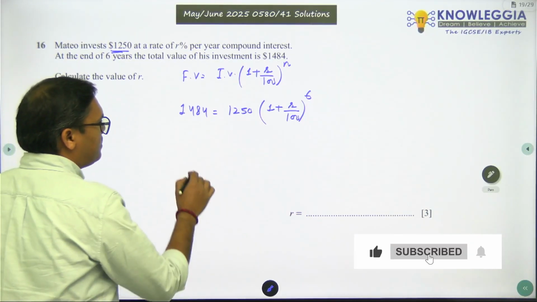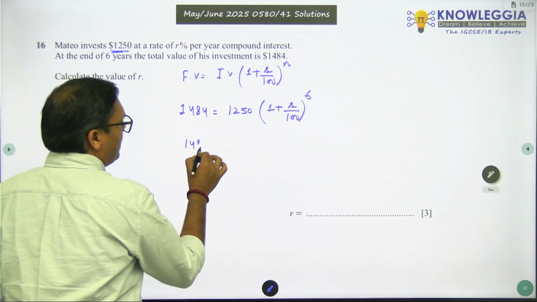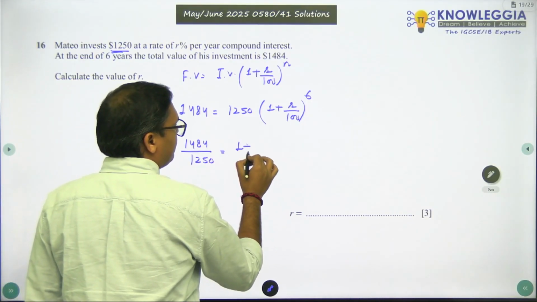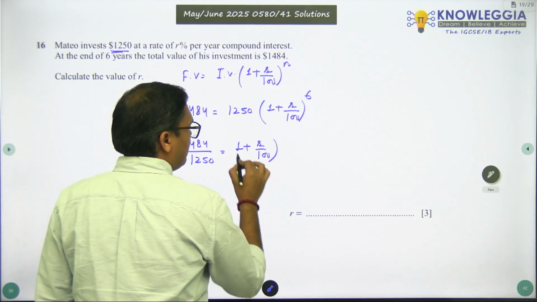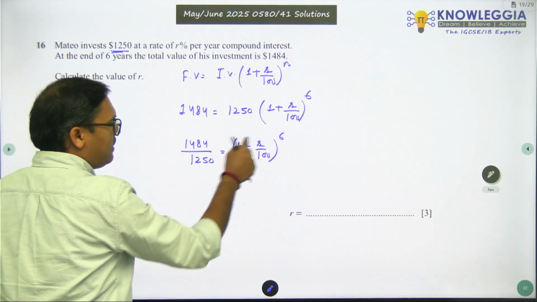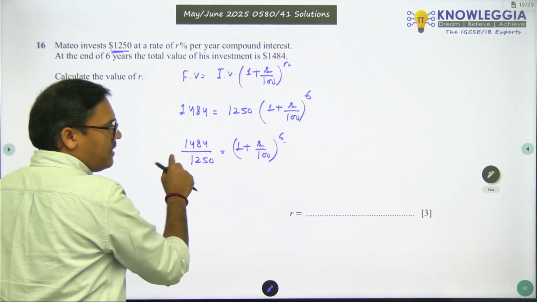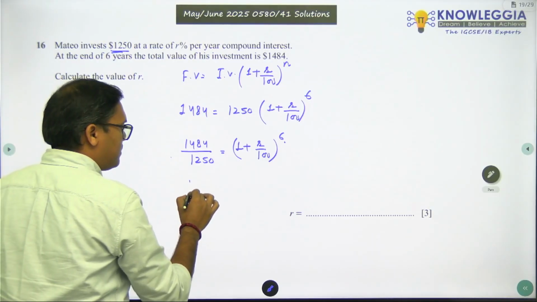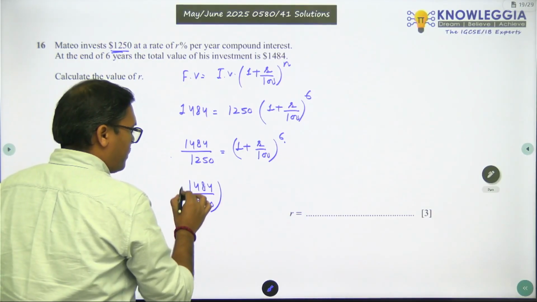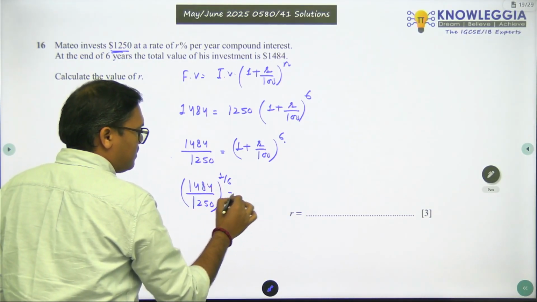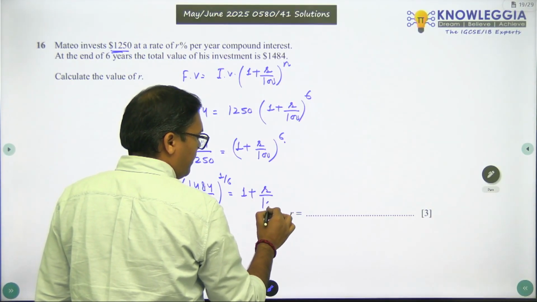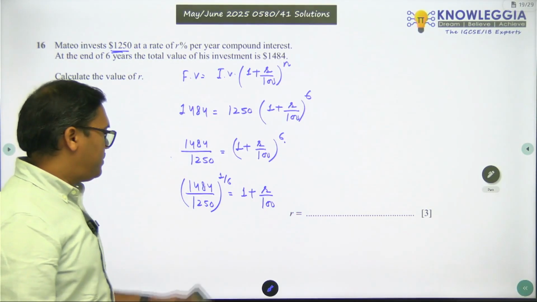Now, how will you solve this? You can see 1484, I will divide by 1250. This is (1 plus R upon 100) raised to 6. Now, how will you remove this power? For removing this, I'll take this power to this side. It will become 1 by 6. So basically, this is 1484 divided by 1250, raised to 1 by 6. And you can use a calculator to get this value. That equals 1 plus R upon 100. Correct? So this is how you can calculate.